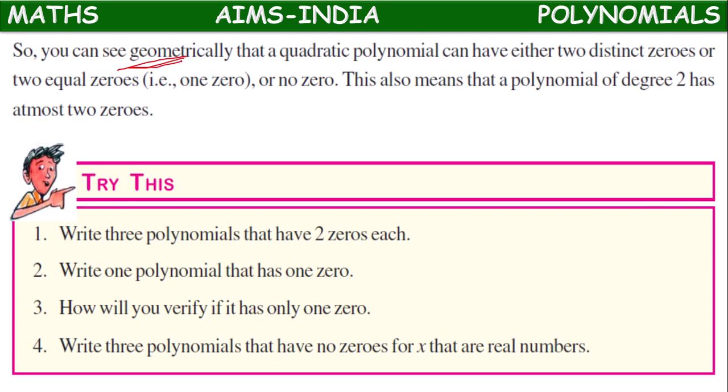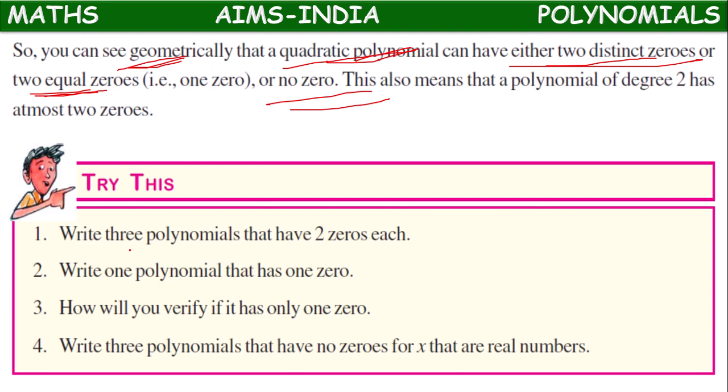So geometrically, a quadratic polynomial can have either two distinct zeros, or two equal zeros, or no zeros. Out of those three conditions, any condition may be possible, children.